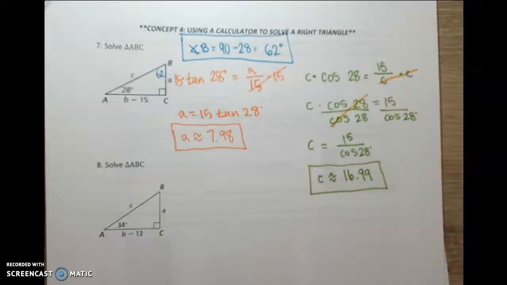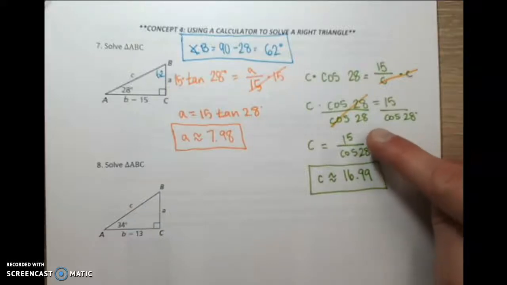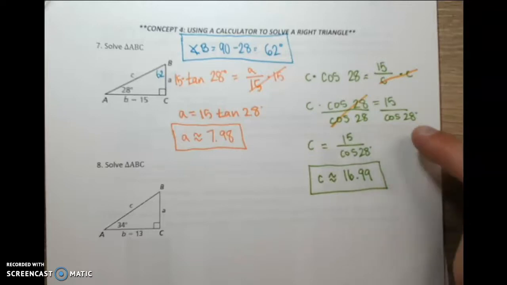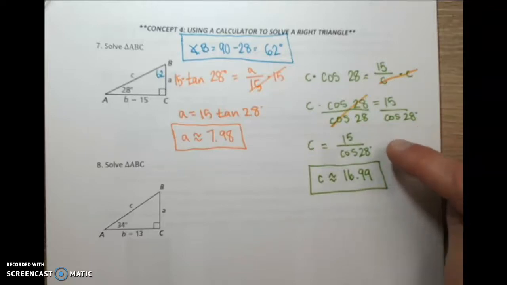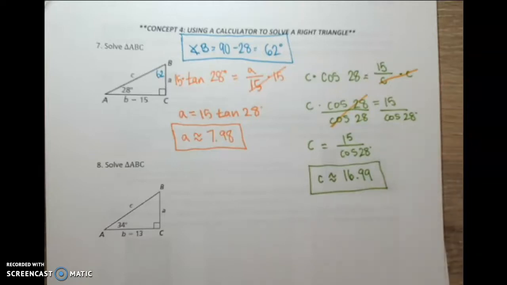To finish up number 7 here in solving for c, we divide both sides by cosine 28. So that gives us c is equal to 15 over cosine 28. You plug exactly that into your calculator and you get c is approximately 16.99. You should check those in your calculator, making sure you get those answers. It must be in degrees and not radians.